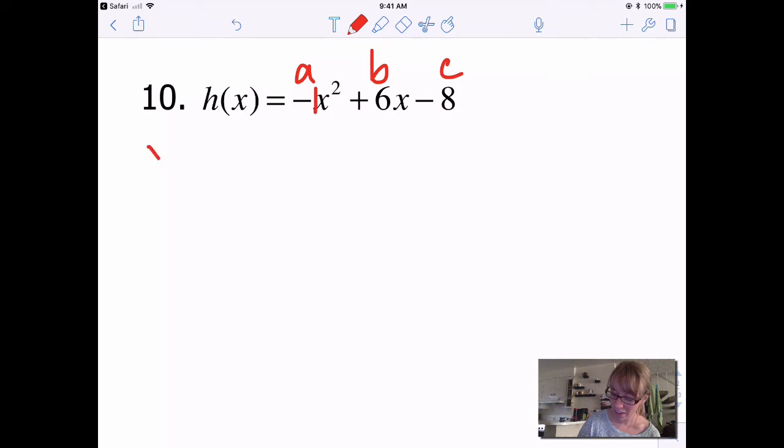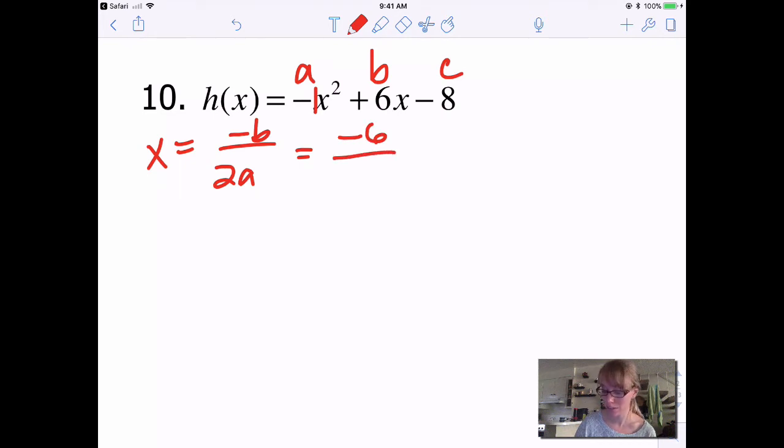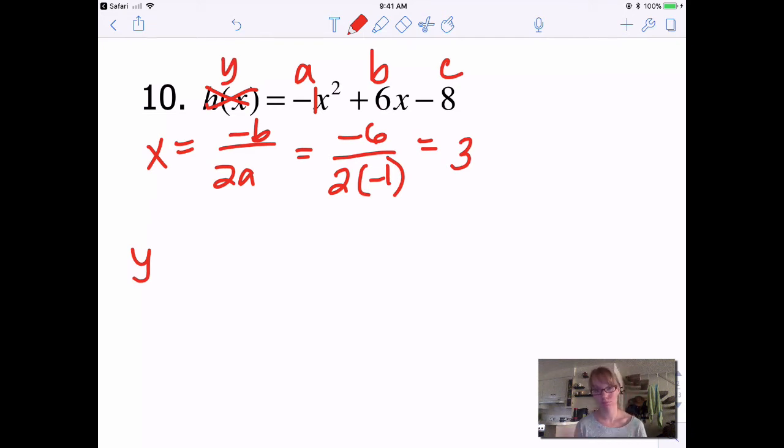Looking at number 10, if I have x is the opposite of b over 2a, here x is the opposite of 6, so -6, over 2 times a. A is -1. If I work this out, -6 over -2 will be a +3. And for y, I'll just plug in x, because again, y is just another name for h of x. So y is going to be equal to whatever I get when I plug in x.